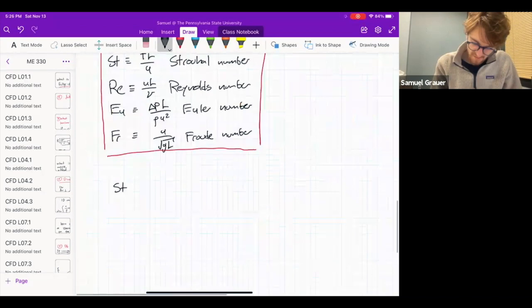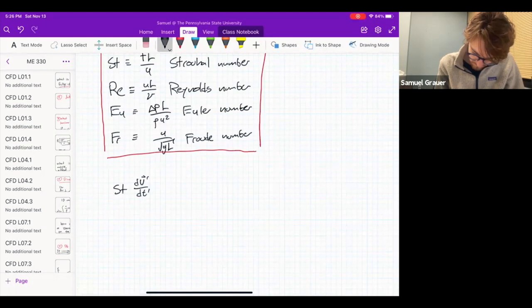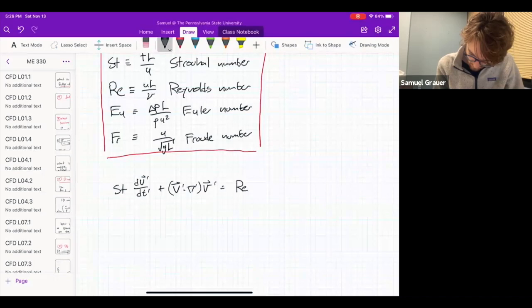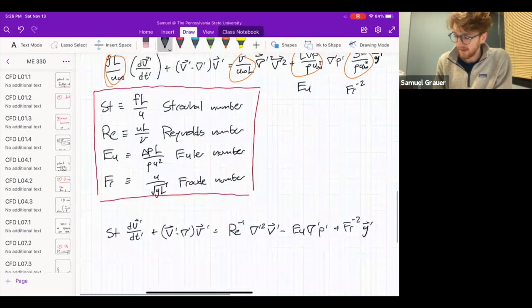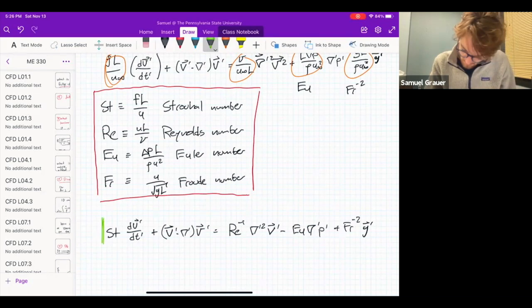So we can say that we have Strouhal times ∂v'/∂t' plus v' dot ∇' times v' is equal to 1 over Reynolds times ∇'² v' minus the Euler number times the pressure gradient, so minus Euler number times ∇'p'. And then lastly, we're going to add the Froude number to the negative 2 multiplied by the non-dimensional gravity number. Let me box that in and note it as an important equation that describes the balance between the dynamics of the flow with respect to these characteristic numbers.